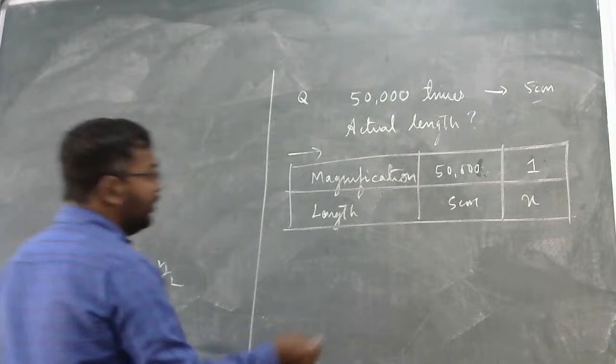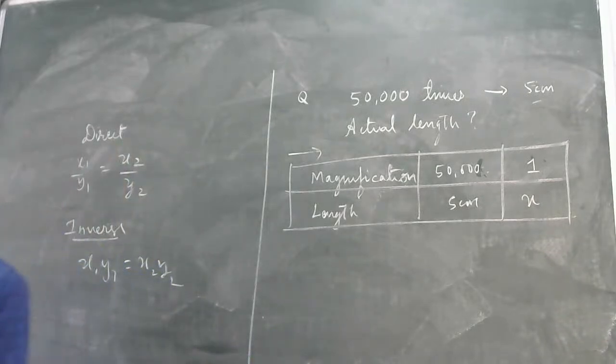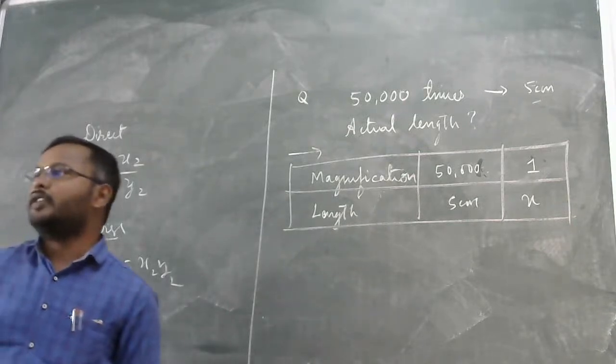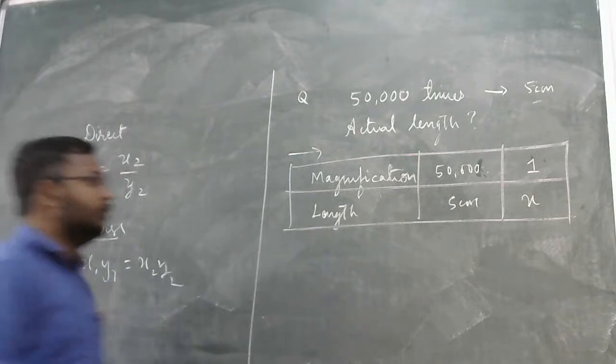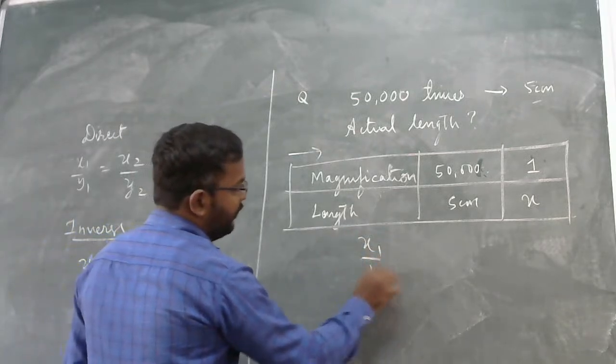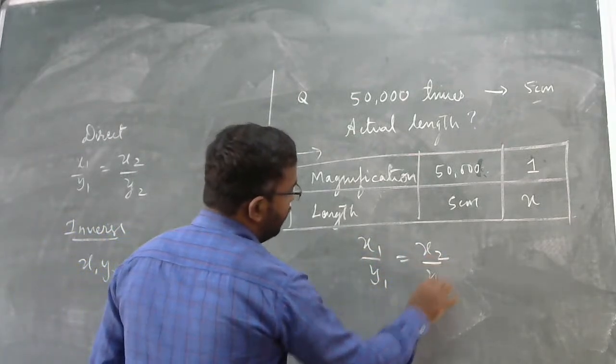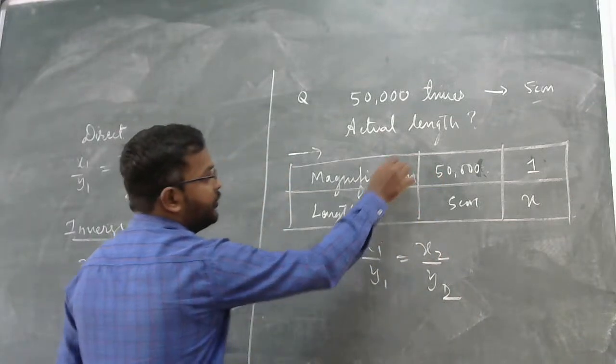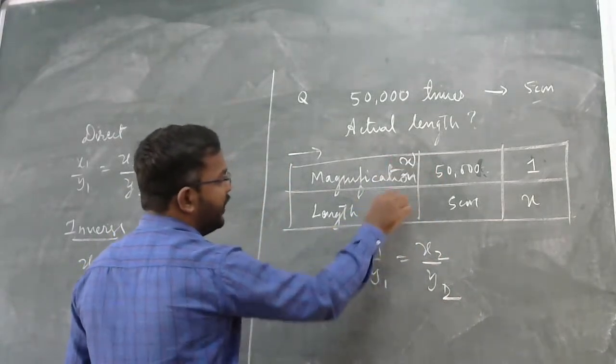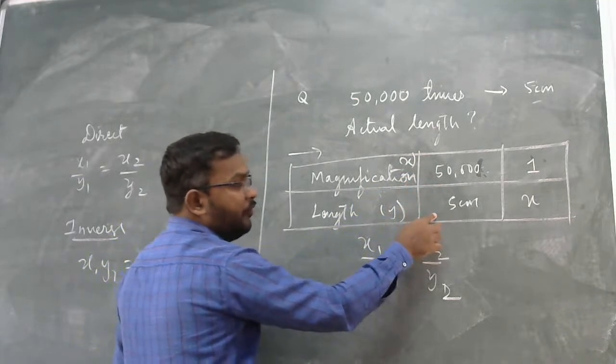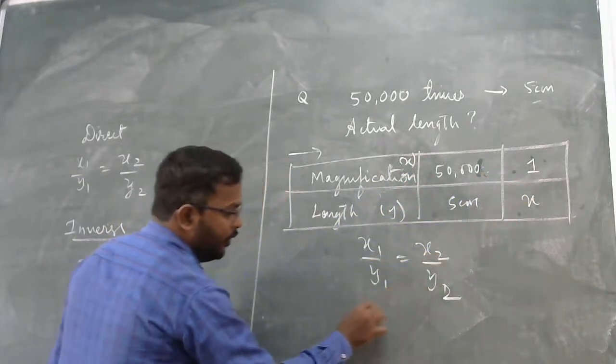Okay. So now it's the question of direct proportion. जितना magnify करोगे उतना बड़ा होता जाएगा. So as you are increasing one quantity, the other quantity is increasing. So which one you have to use? x1 by y1, x2 by y2. This is your x quantity and this is your y. So this is your x1, y1, x2, y2.